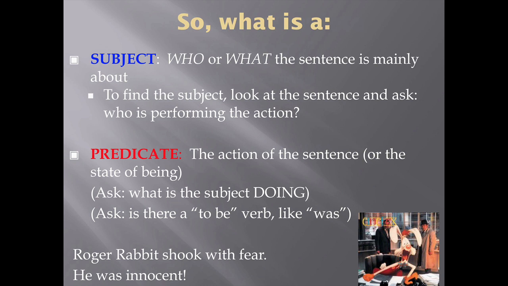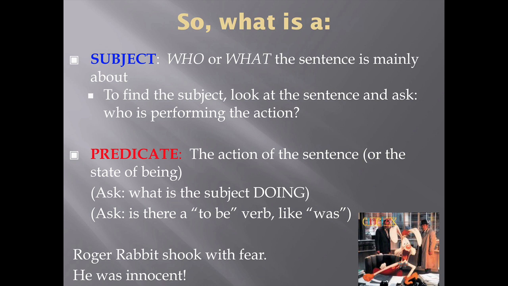The predicate of the sentence is the action of the sentence, or it is a verb that shows a state of being. And in order to find the predicate, you can look at your sentence and ask, what is that subject doing? That will work for an action verb. Or you can ask, is there a to be verb in that sentence? A to be verb is any form of the verb to be, like the words is, are, am, was, were, been, or being.